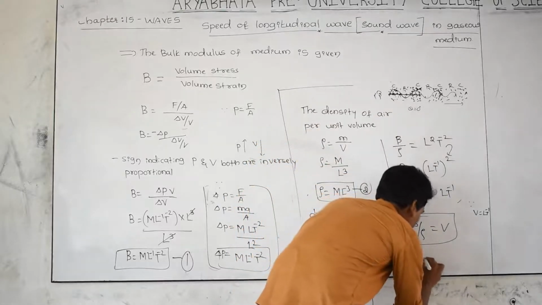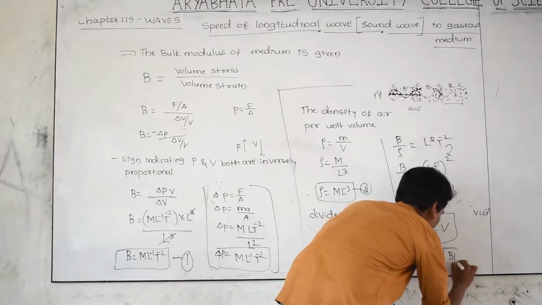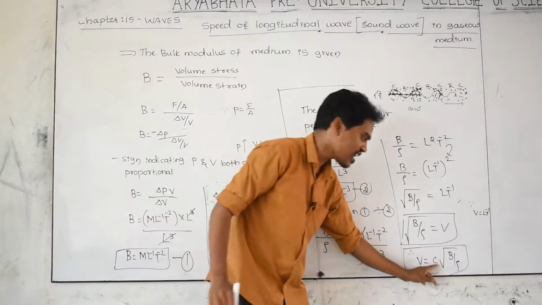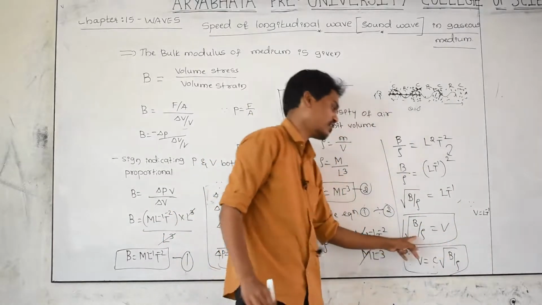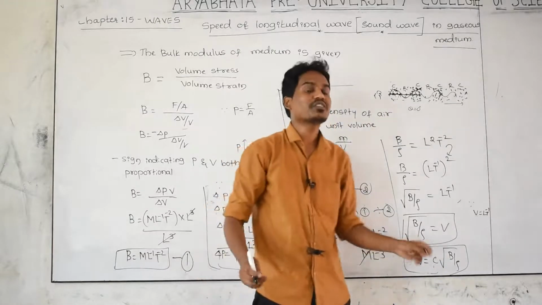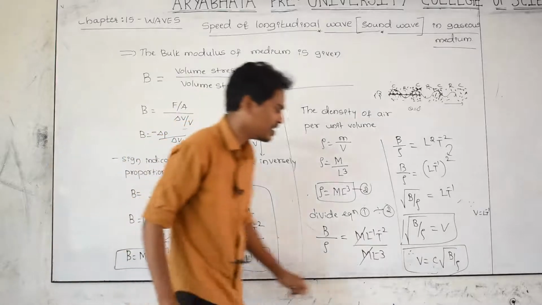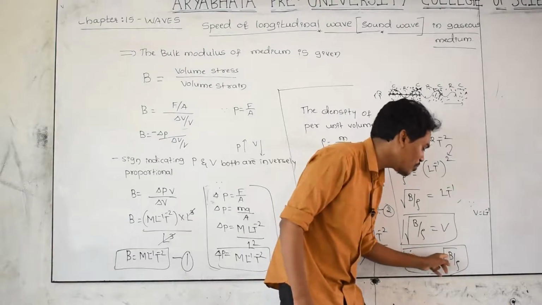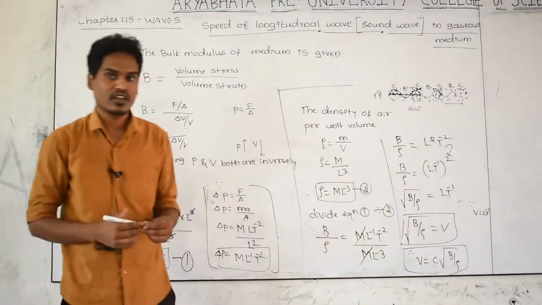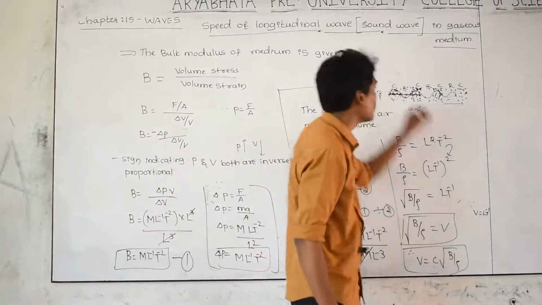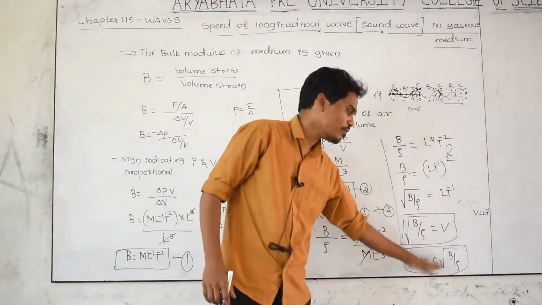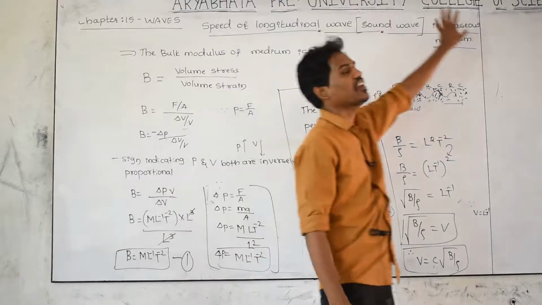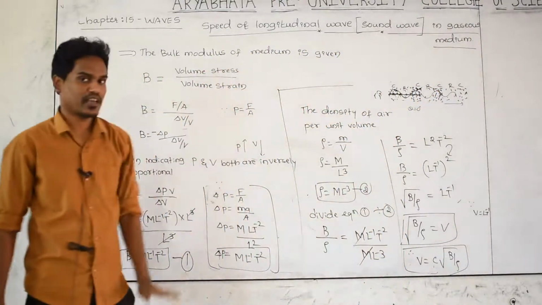Therefore, I am writing velocity is equal to C into root of B by rho. What is C? It is just a constant. Its value is always 1. Then 1 into this value, again you get the velocity of the sound wave, which can be calculated by using this formula. V is equal to C into root of bulk modulus divided by density of air. That is the formula. By using this formula, we can find out the speed of a longitudinal wave in an air medium or a gas medium.